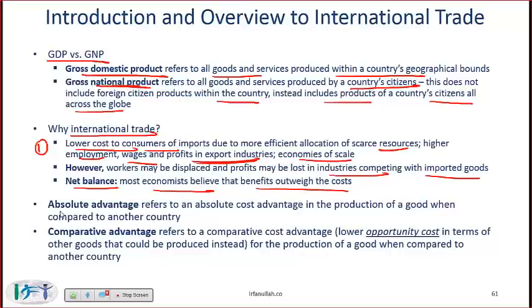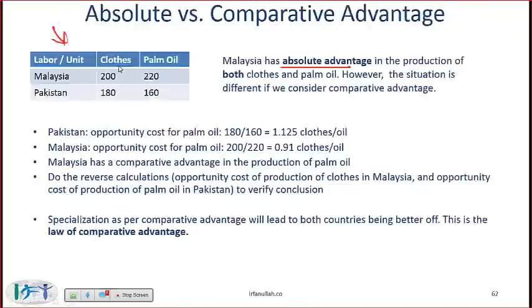You need to understand the distinction between the absolute advantage theory and the comparative advantage. Absolute advantage refers to an absolute cost advantage in the production of a good when compared to another country. Comparative advantage refers to a comparative cost advantage, so a lower opportunity cost in terms of other goods that could be produced instead for the production of a good when compared to another country.